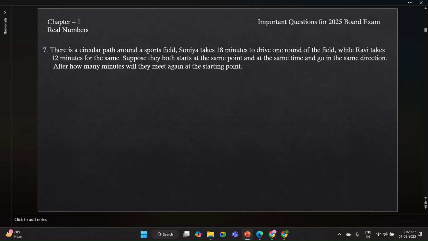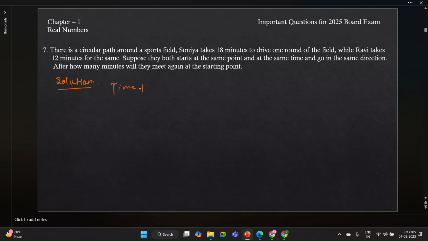So basically, we have to find the initial point again if both are going around the field with each other. In this type of question, we just have to find the LCM. If we find the LCM of both the numbers, then we can easily get the minutes, how many minutes until they meet again. So now I'm solving it here. I'm writing the solution, and then I'm writing the given points, like time taken by Sonia.